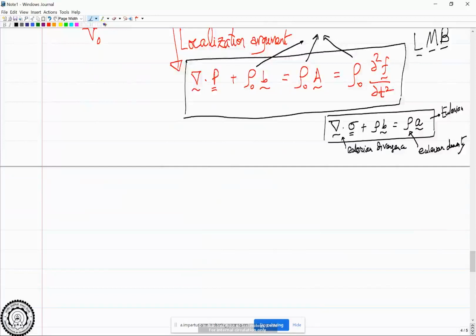Okay, so now what is the status right now? Let us have a look at all the equations that we have derived. So one was rho naught is equal to rho into J, and then we have divergence dot P plus rho naught B is equal to rho naught del 2 F by del T2.